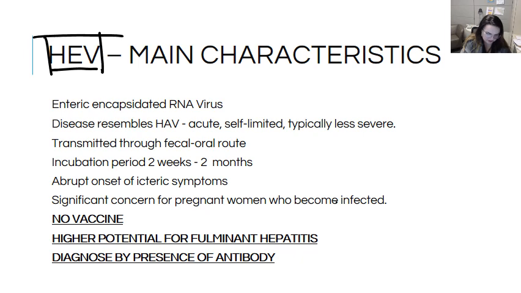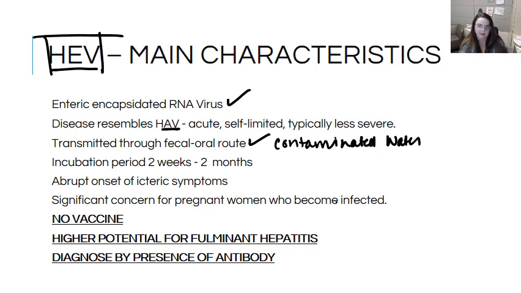So this is an enteric encapsulated RNA virus. The disease resembles HAV in that it is acute, self-limited, and typically a little bit less severe than some of the other ones. It's transmitted fecal oral, as we talked about before. Typically contaminated water is a big one for this one. But any of the other ways you would typically get HAV, you could also get HEV. It is unique in that it actually resembles a calicivirus. So the Caliciviridae would be things like norovirus.